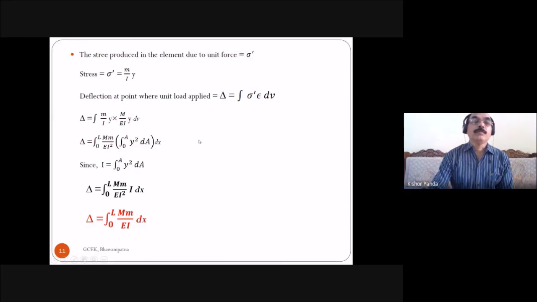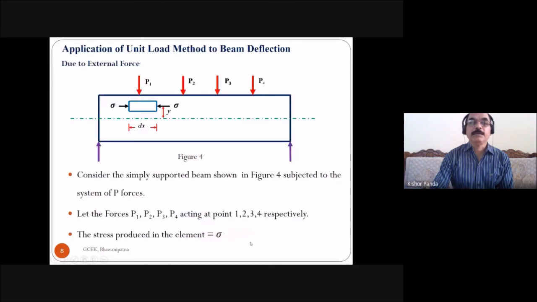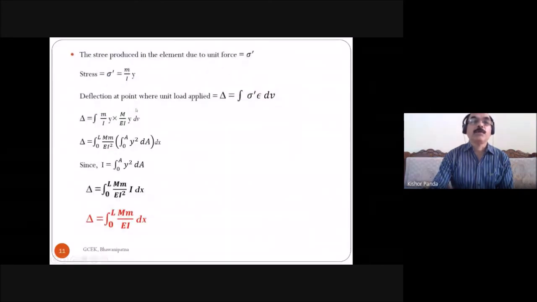But you know the deflection at the point where unit load is applied. We have already derived the expression: the deflection at a point is equal to integration of sigma dash epsilon dV. Here the deflection at the point where unit load is applied, delta, is equal to integration of sigma dash epsilon dV. And you know the stress produced in the element due to unit force is sigma dash, which is equal to small m by I into y.